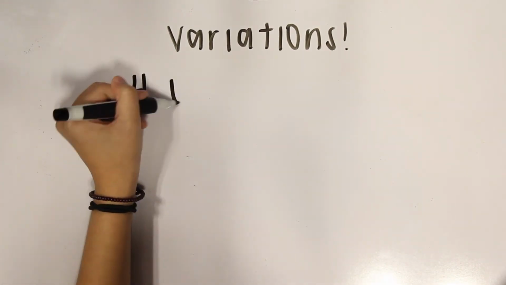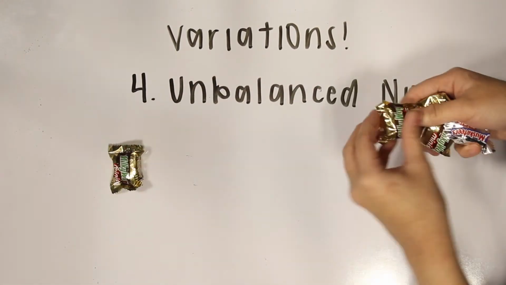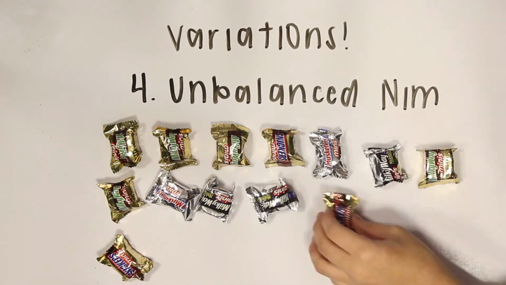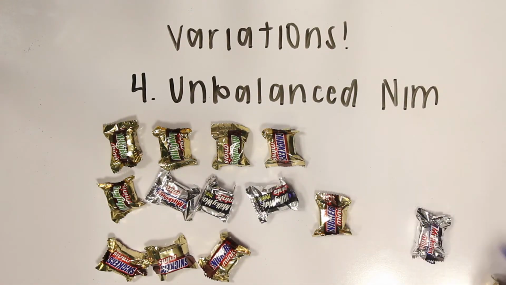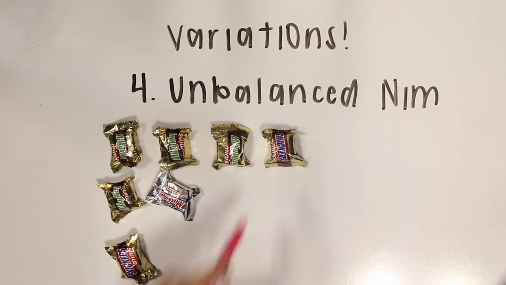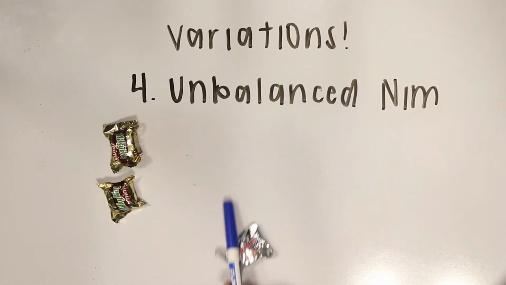The last variant I will be talking about is unbalanced NIM, where the same rules of standard NIM apply, but the extra rule is that any of the two piles cannot have the same amount of objects in them.